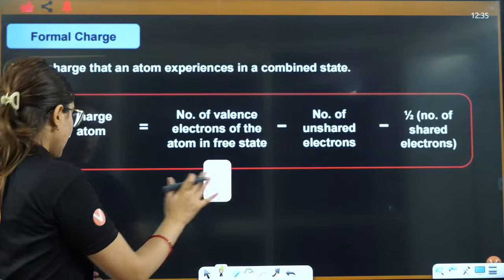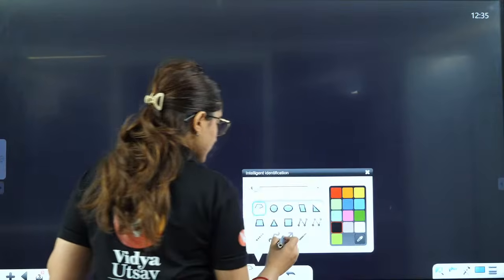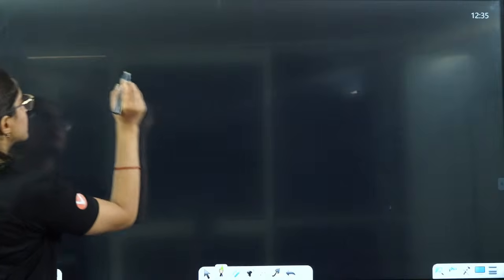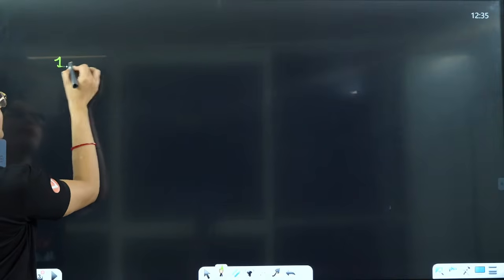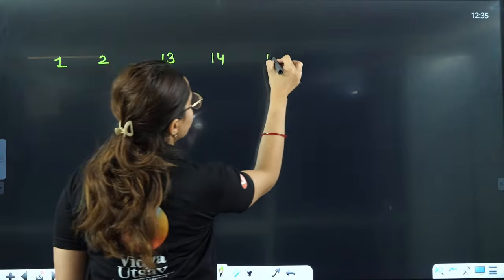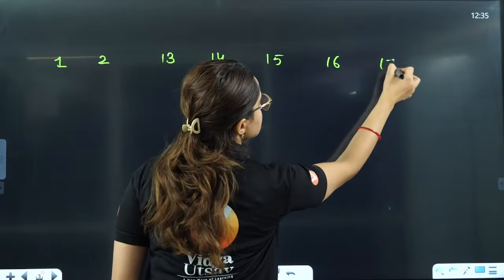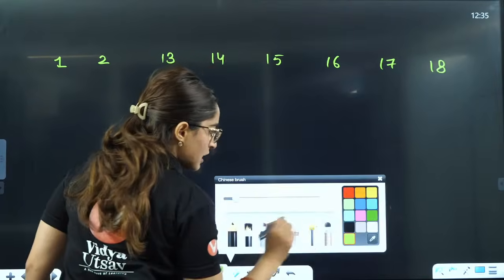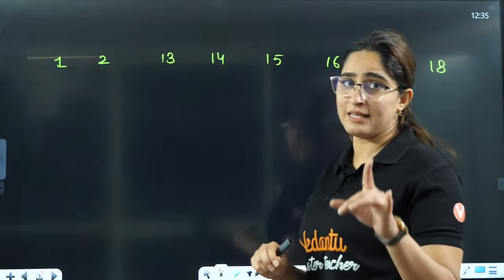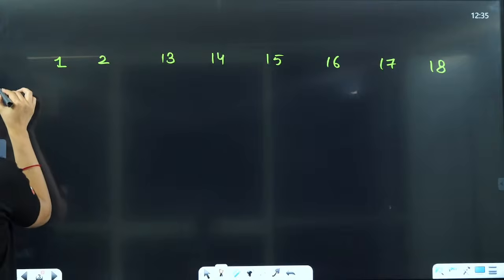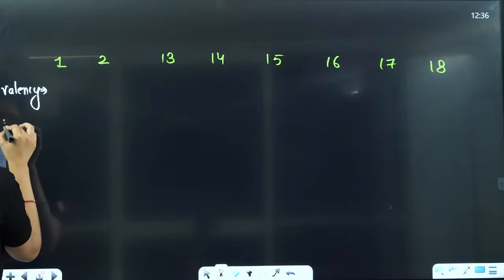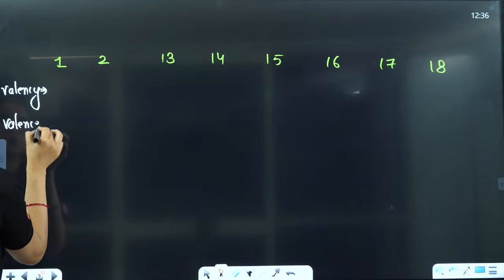I'll tell you one more thing here. Let's say this is group number 1, this is 2, this is 13, 14, 15, 16, 17, and 18. Now, 2 things we'll talk about: one is the valence electrons, the other is the valency. Both will be important for you.